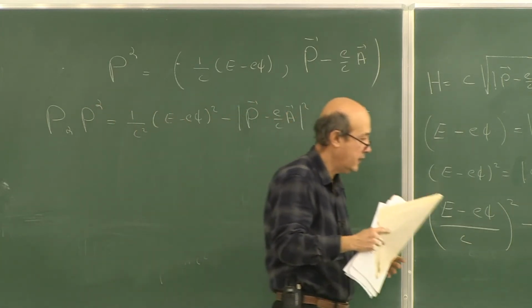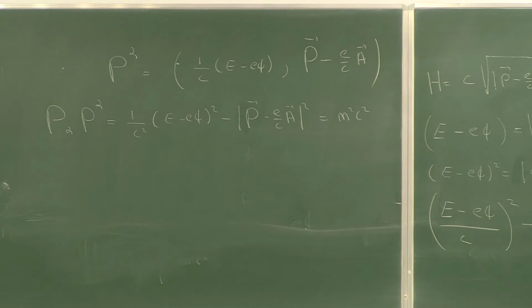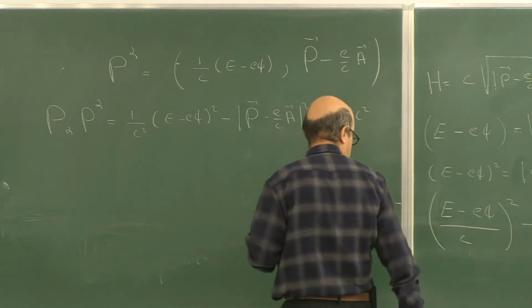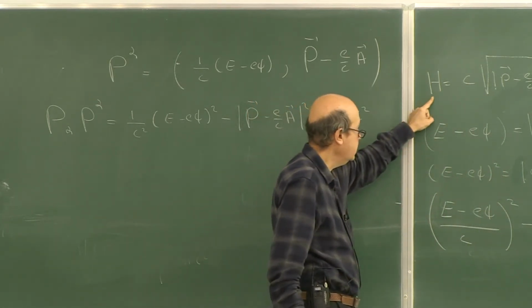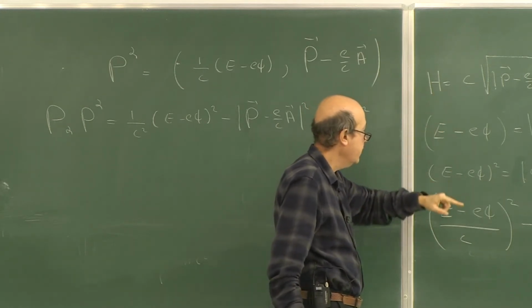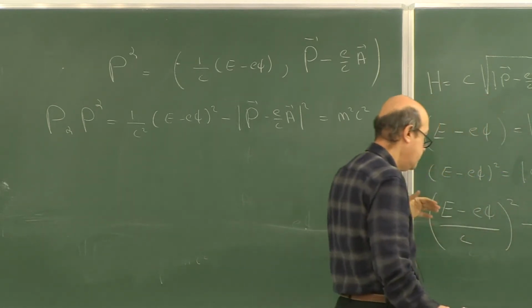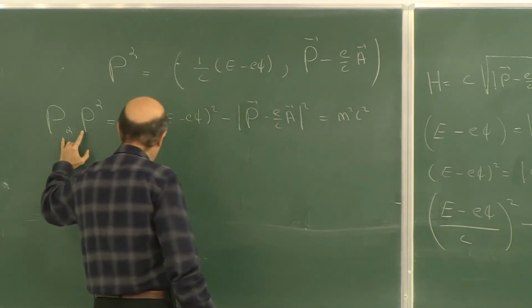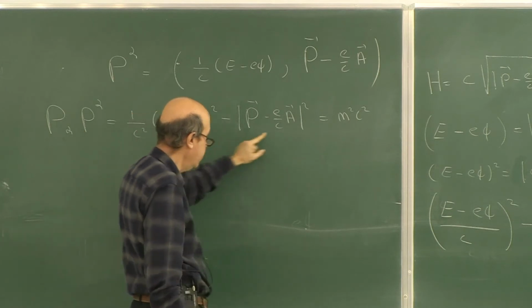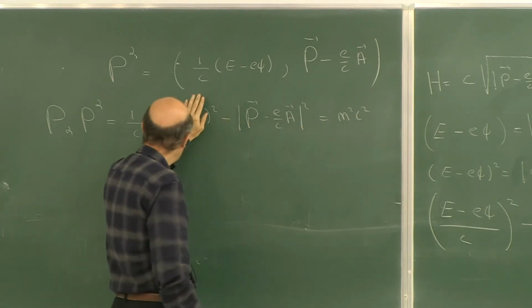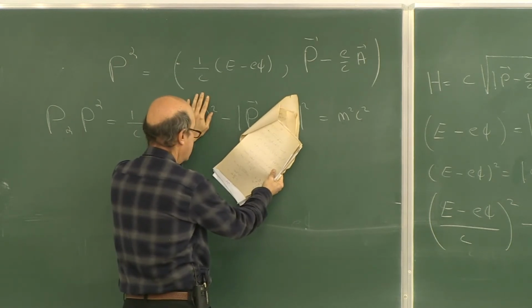So this is a nice Lagrangian. That was the homework for you: if you apply the Euler-Lagrange equations to that Lagrangian, you will find the Lorentz force. And if you calculate the Hamiltonian, you will find the energy, which is modified by the existence of the scalar and the vector potential. And using this, you can find the four-momentum, and the length of the four-momentum is m²c².